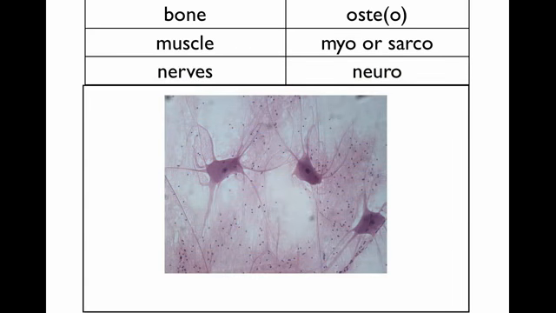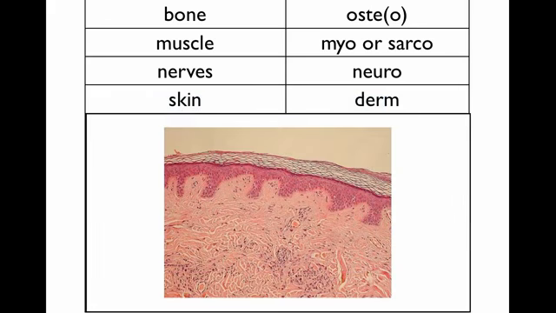This one you probably know already. Neuro refers to nerves. A neuron is a nerve cell, which is what you're looking at here, but there's a lot of other terms, of course, that use that root, so you know you're always going to be talking about nerves there. When you see derm, that refers to the skin.